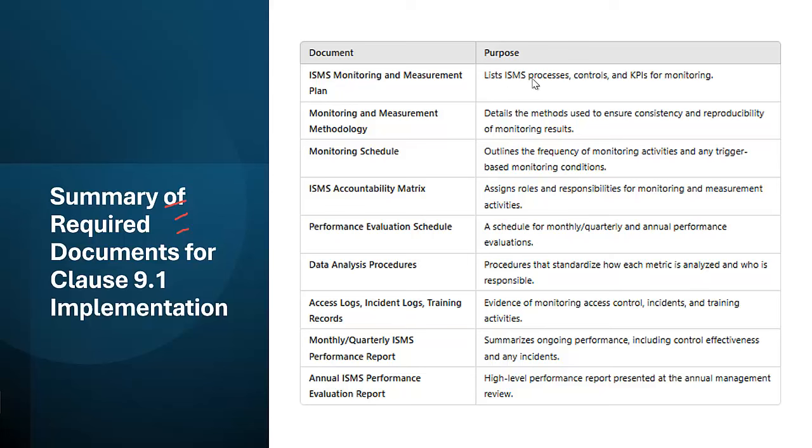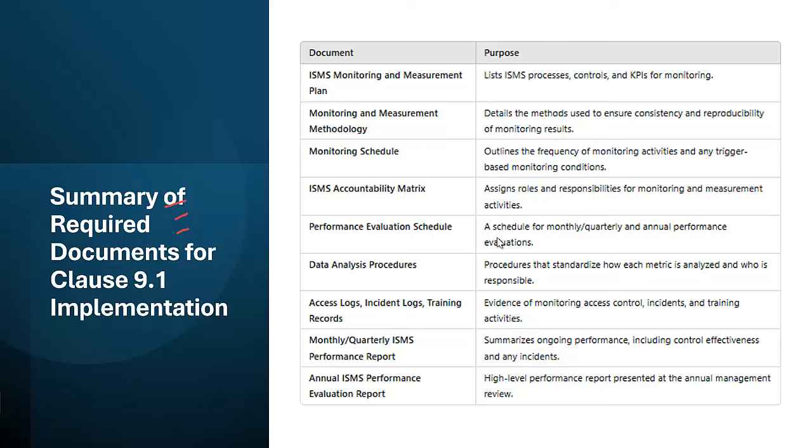ISMS monitoring: we need to list the ISMS processes for monitoring and methodology. Define the methods. Monitoring schedule, outline the frequencies. ISMS accountability metrics, which include the monitoring and everything. Performance evaluation schedule for monthly and annual performance evaluation. Data analysis procedure, which talks about how each metric needs to be analyzed. Because it's not possible that I have a different way to analyze the metrics and you have a different way to analyze the metrics. Then we also have a monthly or quarterly ISMS report. So that's something we have to provide, along with an annual ISMS performance evaluation report.